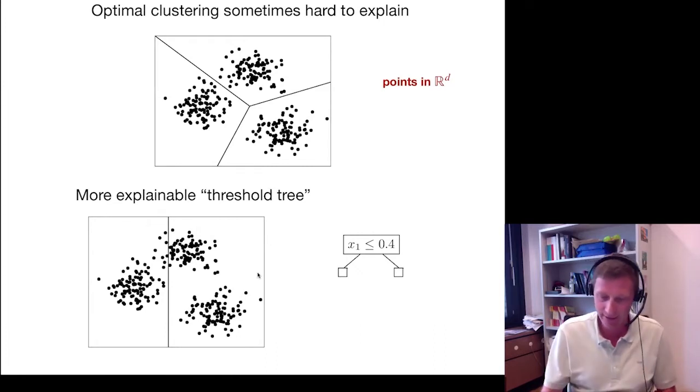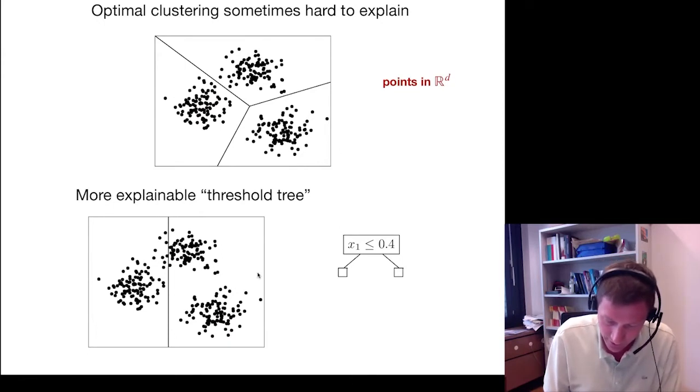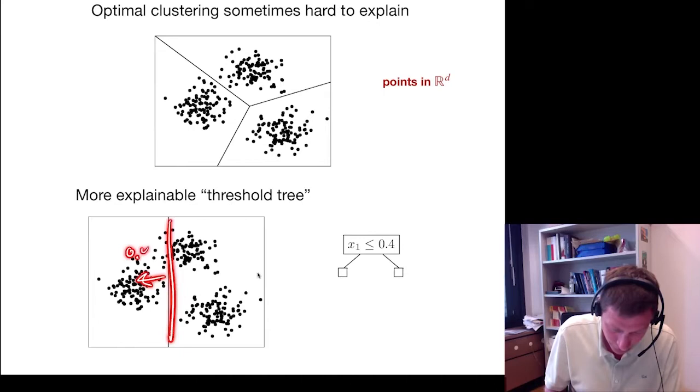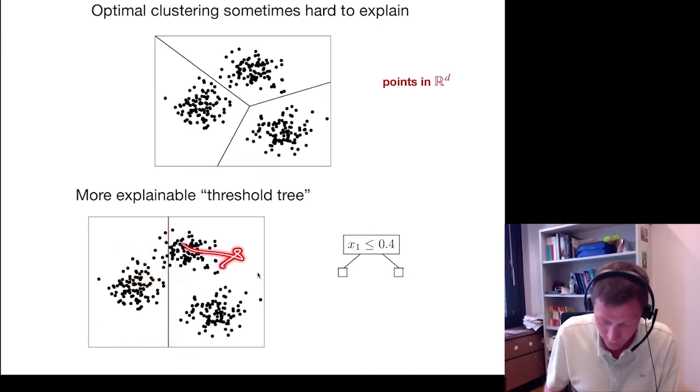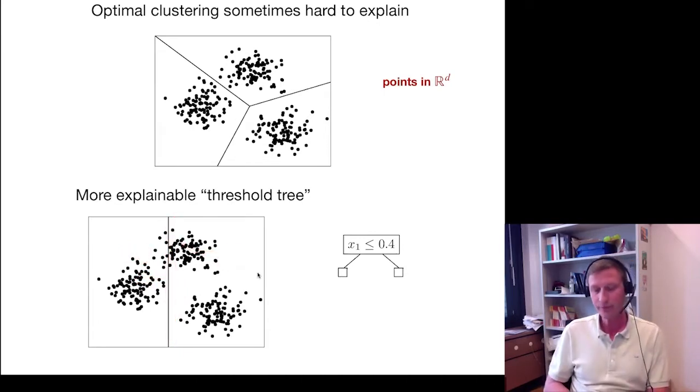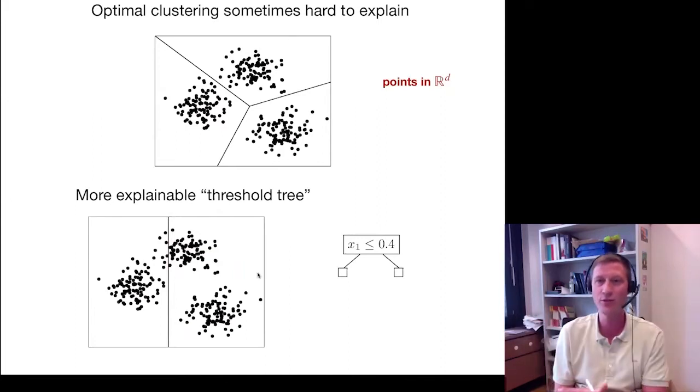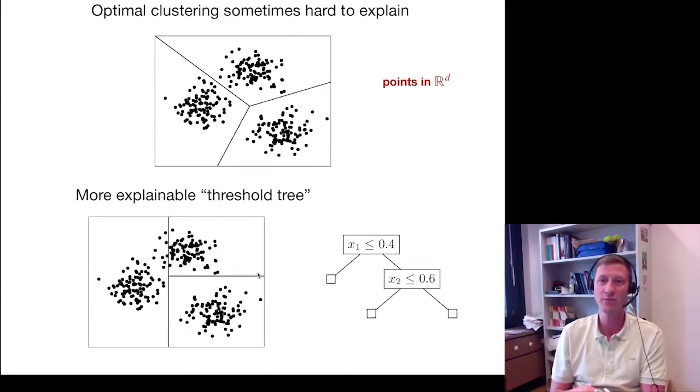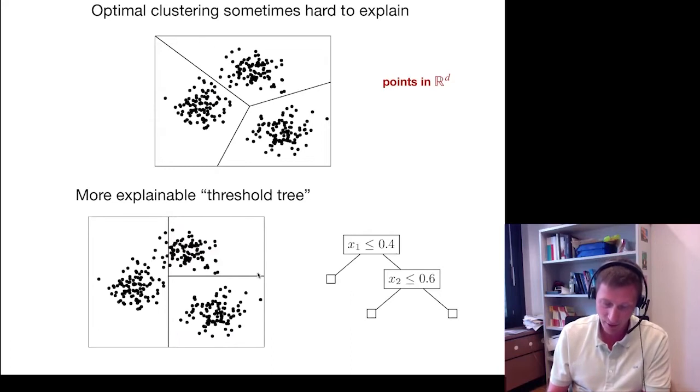Here I selected the x1 dimension, and I say that all the points that are less than 0.4 go to the left, and all the points to the right go to the right. Now I split the points into two sets, and I can recursively split the points. Here I say all the points that are bigger than 0.4 in x1 and bigger than 0.6 in x2 will go up here, and this leaf here will correspond to this guy over here.